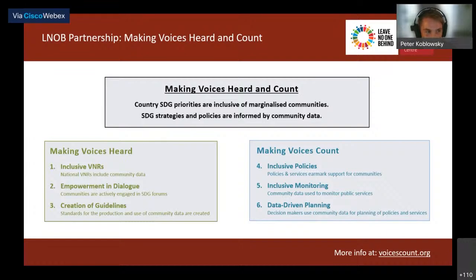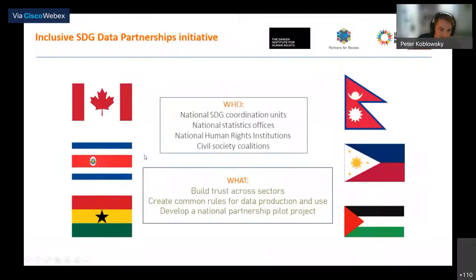So next slide, please. This leads me to the Inclusive SDG Data Partnerships Initiative that we have launched with Partners for Review and the Danish Institute for Human Rights. Very briefly, Partners for Review is a multi-country and multi-stakeholder platform that is hosted by the German Development Corporation, GIZ. And they bring stakeholders from, I think, 60, 70 countries together to improve national SDG monitoring and review.